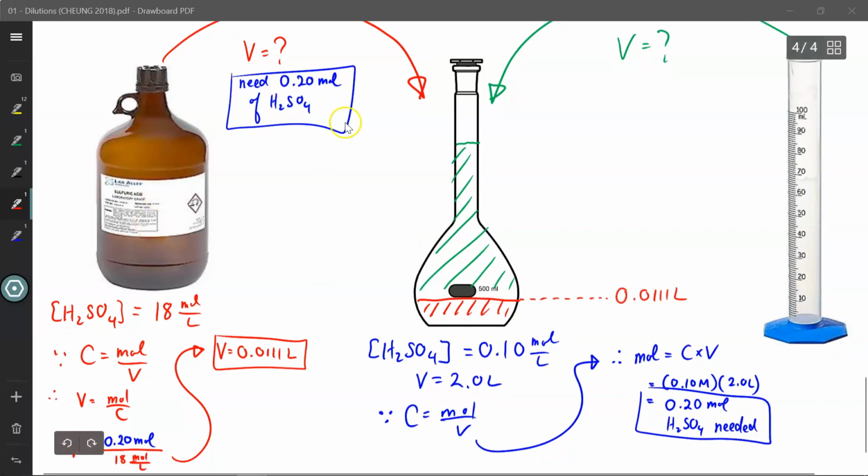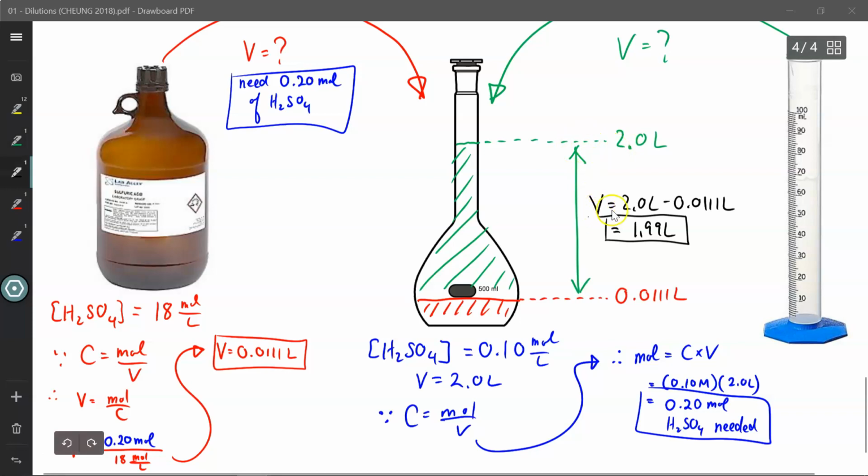So now that I know what volume of the concentrated acid is inside my flask, I need to find out how much water I should pour in order to get my final concentration, because right now it's just the concentrated acid inside. And if it's just the concentrated acid inside, it's the same concentration until I add water to dilute it. Well, the question says I need 2 liters of this dilute solution. So when I fill it up, it should be 2 liters. So what volume of water needs to be added to fill it up from this line to this line? Well, by subtracting these two values, 2 liters minus 0.0111 liters, I get 1.99 liters.